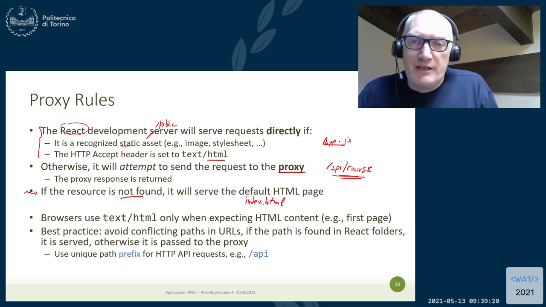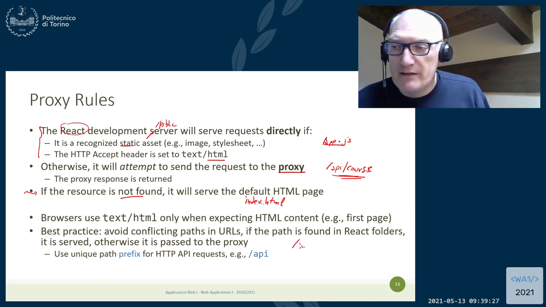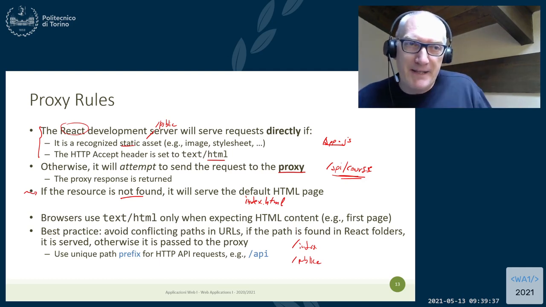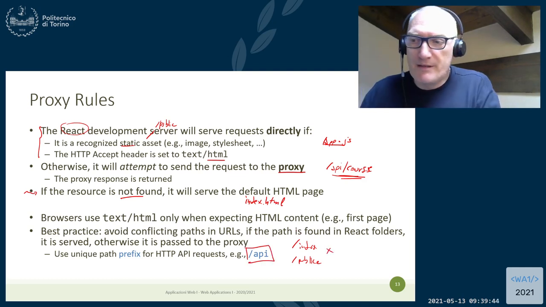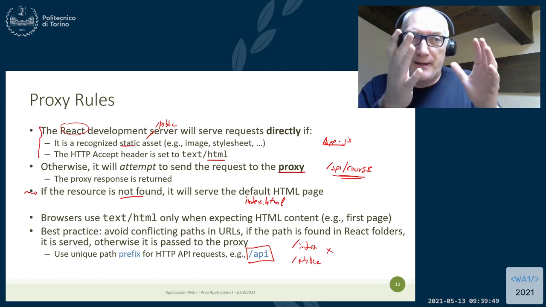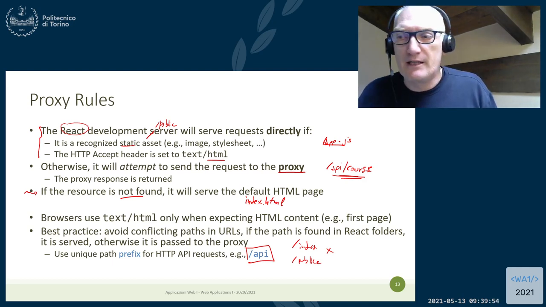So of course, we know that some resources in the React application are under the root index.html, some are under public, for example. So it's best for us if all the APIs are inside a path that doesn't exist in React, and normally we put them under API. And so it's easier for us to understand which URLs are intended to be proxied and which URLs are intended to be served by React.